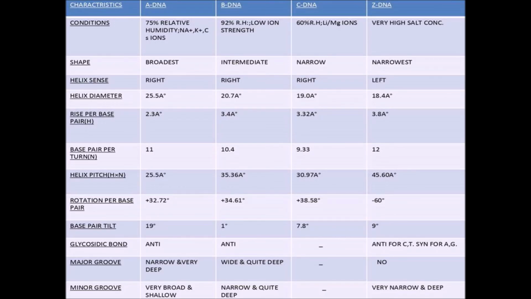This table shows various characteristic features of various forms of DNA. Shape, helix length, helix diameter, then condition, rise per base pair, per turn, helix pitch, rotation, base pair tilt, glycosidic bond, major groove, minor groove, etc.